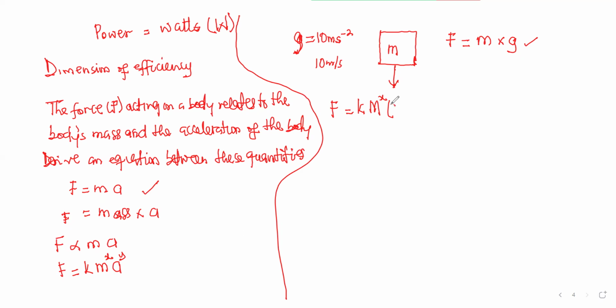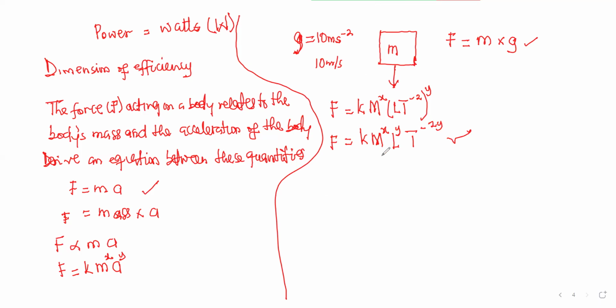We've done that, so quick. LT to the power negative 2. So Y. Okay, then we simplify: K M exponent X, L. The power indices, the power affects everything under the bracket. So L to the power Y, T to the power negative 2Y. Class, are we okay up to this stage? Yes, sir. All right.